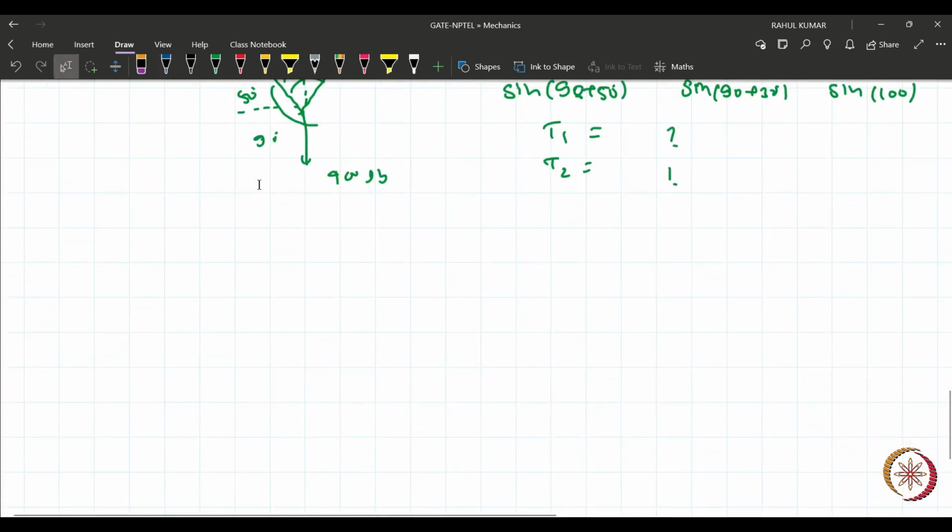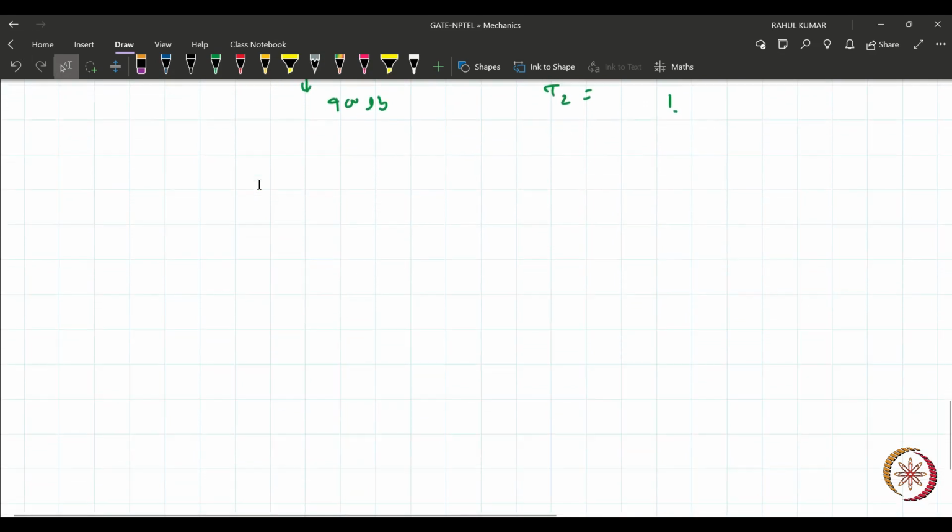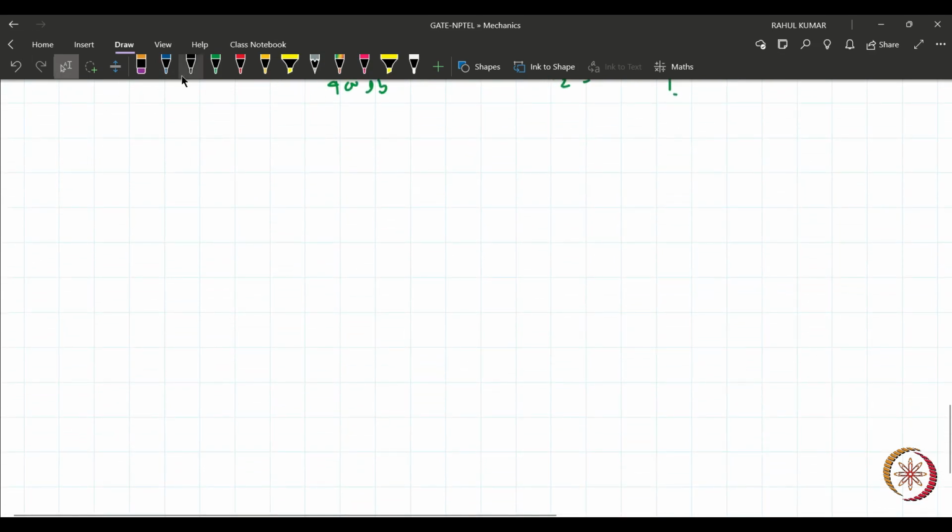Now we will move to the rigid body. Rigid body, but not a point mass. Rigid bodies. What is the definition of rigid bodies? Can you tell me?